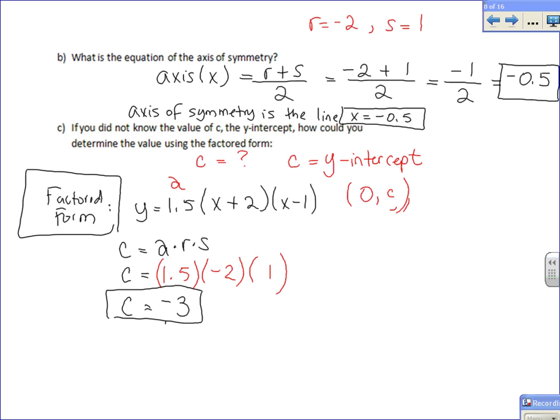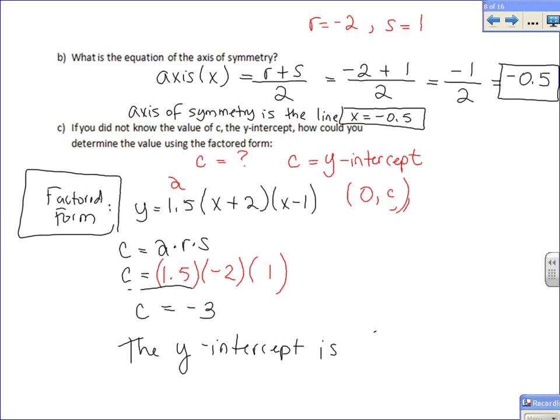Oops, sorry you guys, I think I've just lost my pen for a minute. C is equal to -3, and so the y-intercept is the point 0 for x, -3 for y. This little formula right here is c equals a times r times s. It's just a shortcut. If we don't have a graph and all we have is factored form, we can find c.